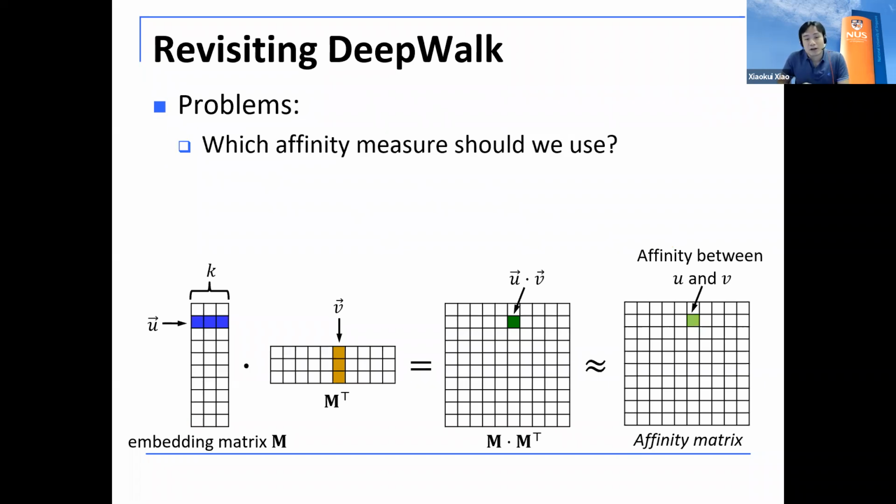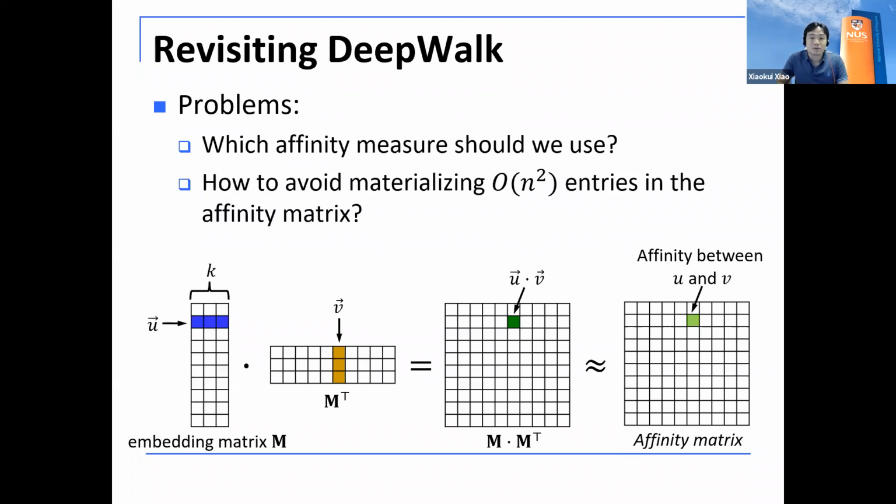But to make it work, there are at least two problems that we need to address. The first one is, which affinity measure should we use? The second is, after we define our affinity measure, how can we derive the embedding matrix without materializing the n by n affinity matrix? We need to avoid this materialization because when the number of nodes in the graph is large, the number of entries in this n by n matrix is going to be prohibitive. We can't just materialize it. So we have to have a way to derive the embedding matrix without materializing the affinity matrix.